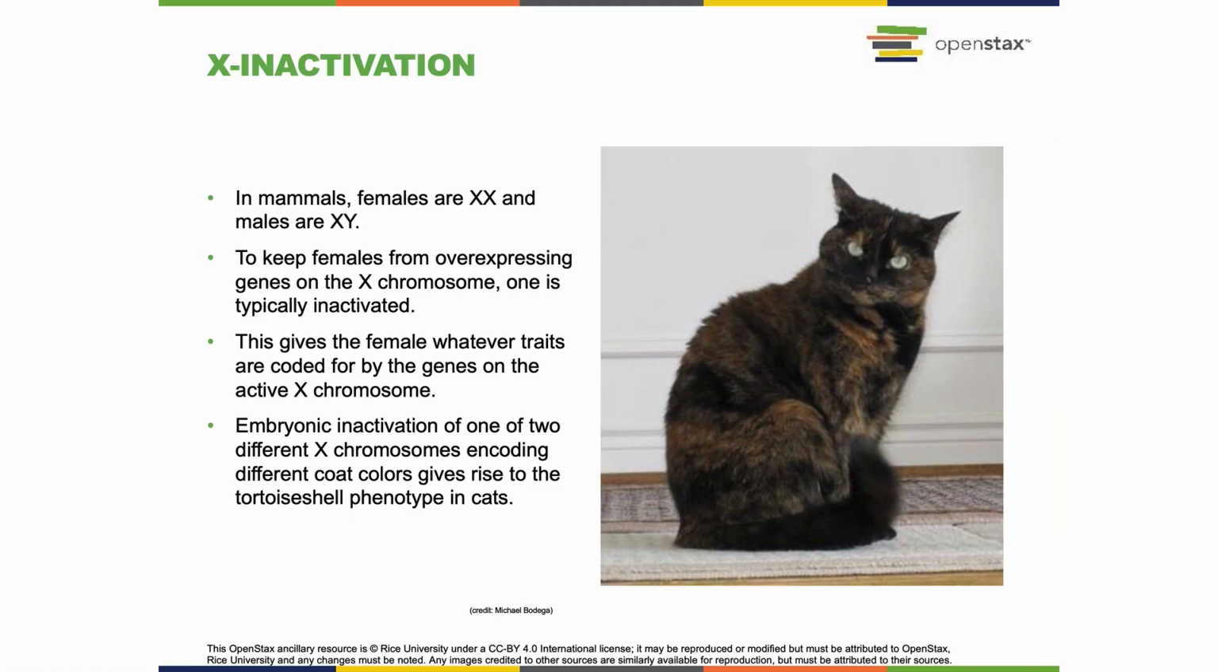So what usually happens in a female animal is one of the X chromosomes is inactivated. But that individual doesn't know which X chromosome is going to be inactivated. And so you can get different characteristics depending on which is inactivated. And this is a tortoiseshell cat, which gets its coloration from different chromosomes encoding different colors. One of them got inactivated.